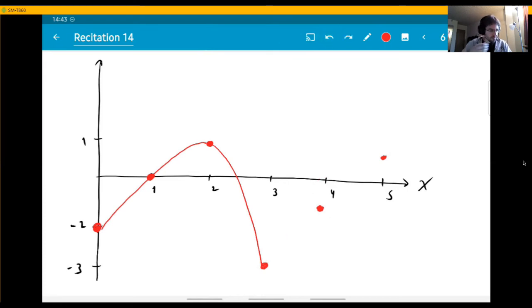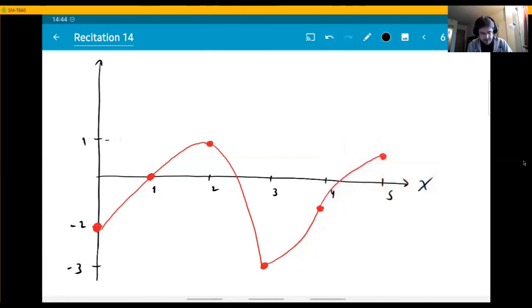And how do we continue? It should be concave up between 3 and 4. And then between 4 and 5, it becomes concave down again. You see, up is this shape, down is this shape. So this is more or less the graph that we wanted to draw.